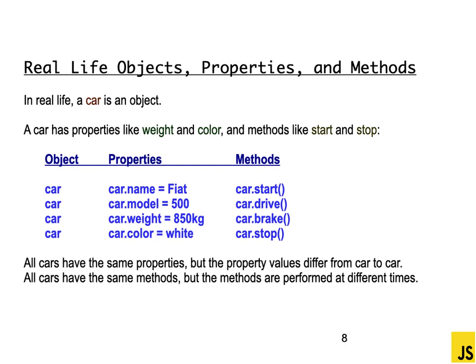And the methods car.start, car.drive, car.break, car.stop, all these are operations or methods. So all cars have the same properties, but the property values differ from car to car. All cars have the same methods, but the methods are performed at different times. So properties are some of the defining concepts. On the other hand, methods are the operations.